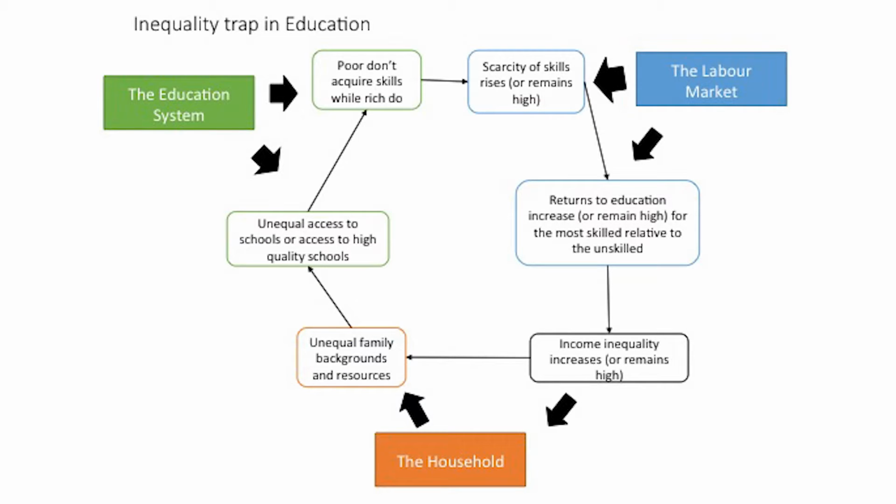So here's just an illustrative example for education. It could be in any dimension, it could be in multiple dimensions simultaneously, but we're just going to talk about the education system. So let's start here. We've got a society with high income inequality, right? And you've got some households which can afford the really good schools, and some which afford the middle school, and some which can't, and then they go to relatively poor schools. So you've got these unequal family backgrounds and resources, which generates unequal access to high quality schools.